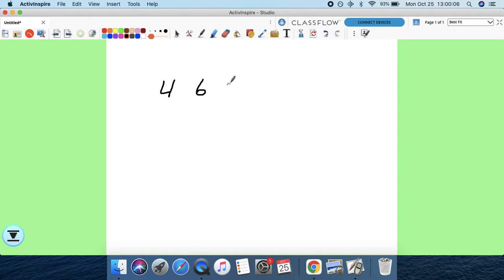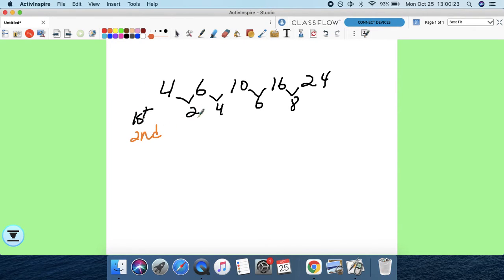4, 6, 10, 16, 24. So take the first difference. Notice that this is 2, this is 4, 6, this is 8. Well, we know it's not linear, so we take the second difference. The second difference, notice that this is going to be 2 plus 2 plus 2. Well, therefore, we need that our sequence is quadratic, right?